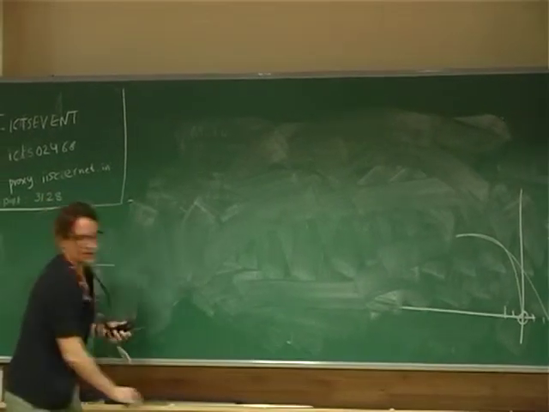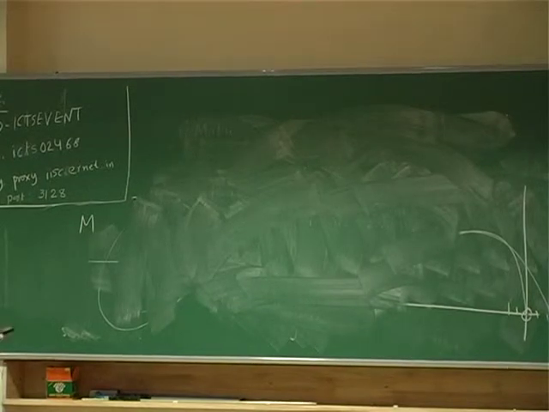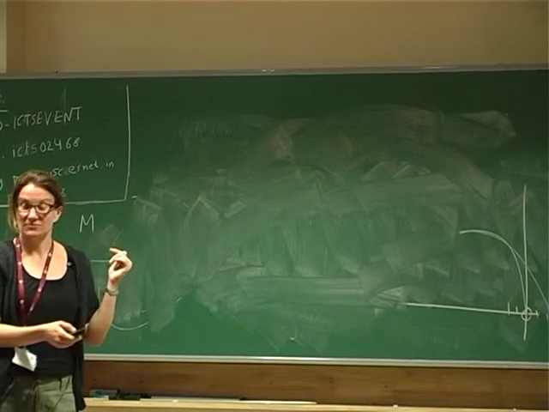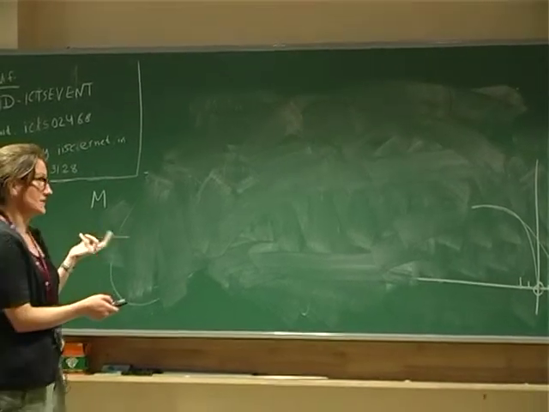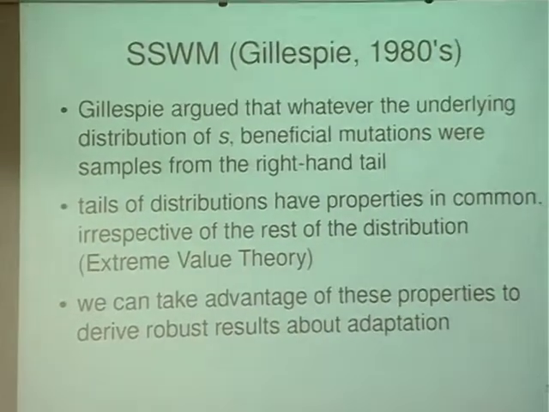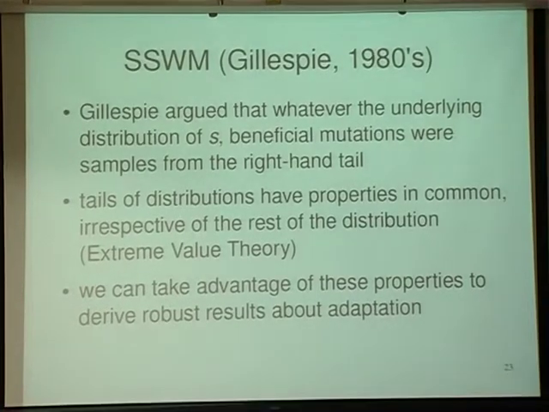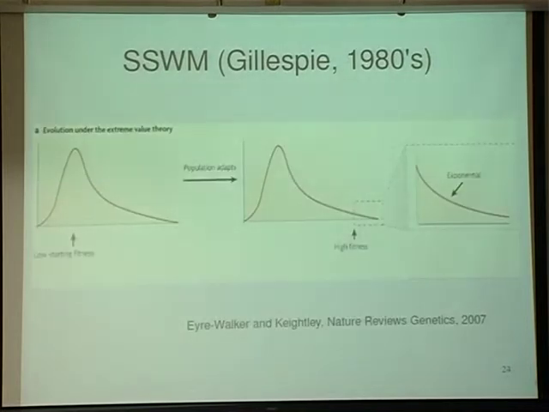Oh, actually, I think I found a picture of this. I may not need to sketch. Aha, okay. But let me back up and say, tails of distributions, if you do have some statistics training, have some very common properties. Even when the rest of the distribution looks completely different, often the tails look the same. That's called extreme value theory. And Gillespie took advantage of these properties to derive some results. And here's the picture.